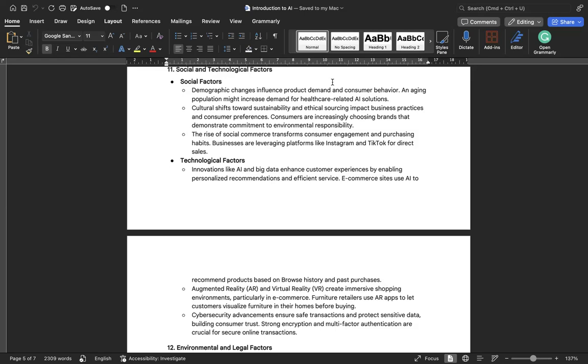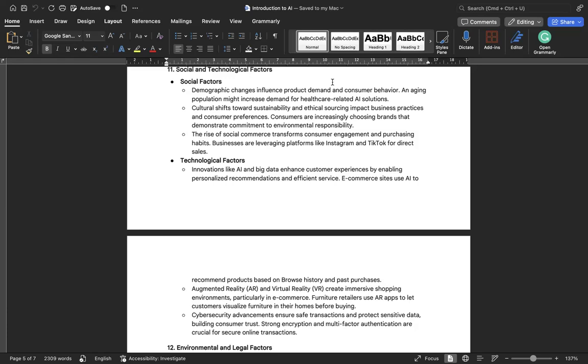The rise of social commerce transforms consumer engagement and purchasing habits as well. Businesses are leveraging platforms like Instagram and TikTok for direct sales. Among the technological factors, innovations like AI and big data enhance customer experiences by enabling personalized recommendations and efficient service. E-commerce sites use AI to recommend products based on browsing history and past purchases.